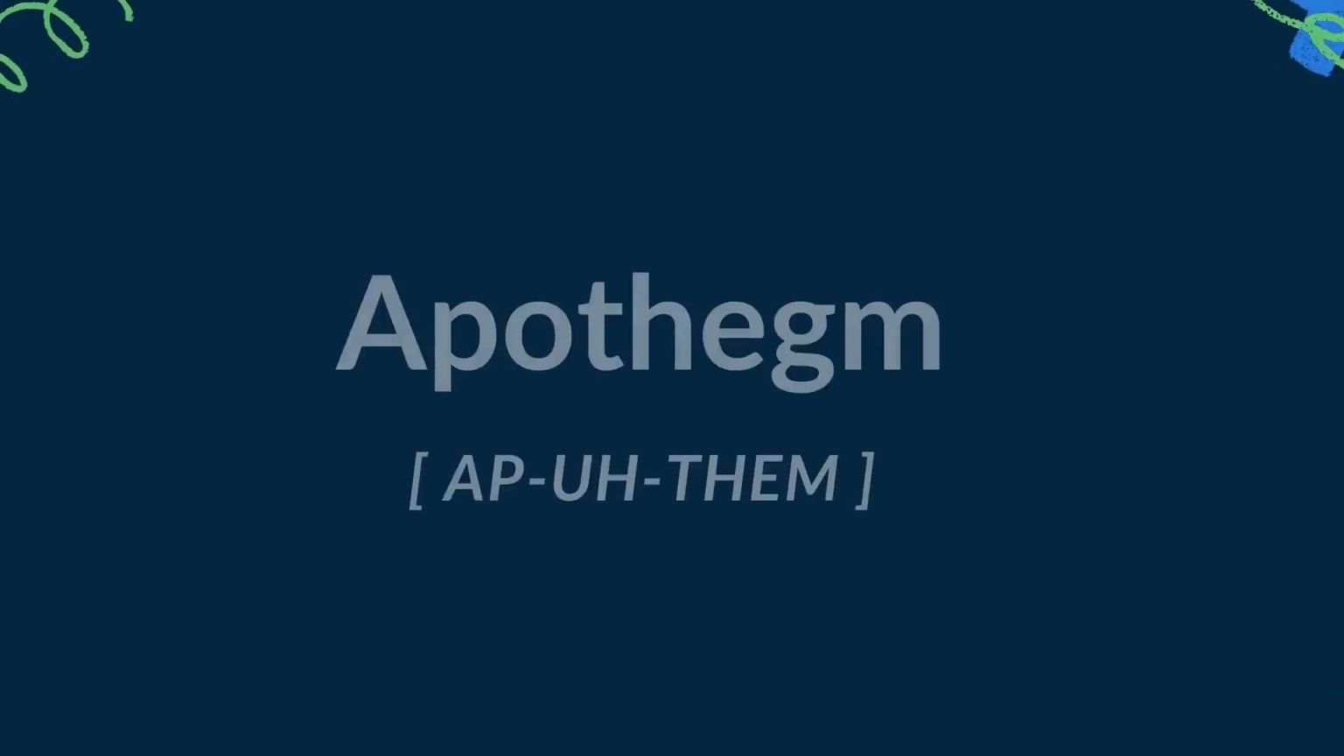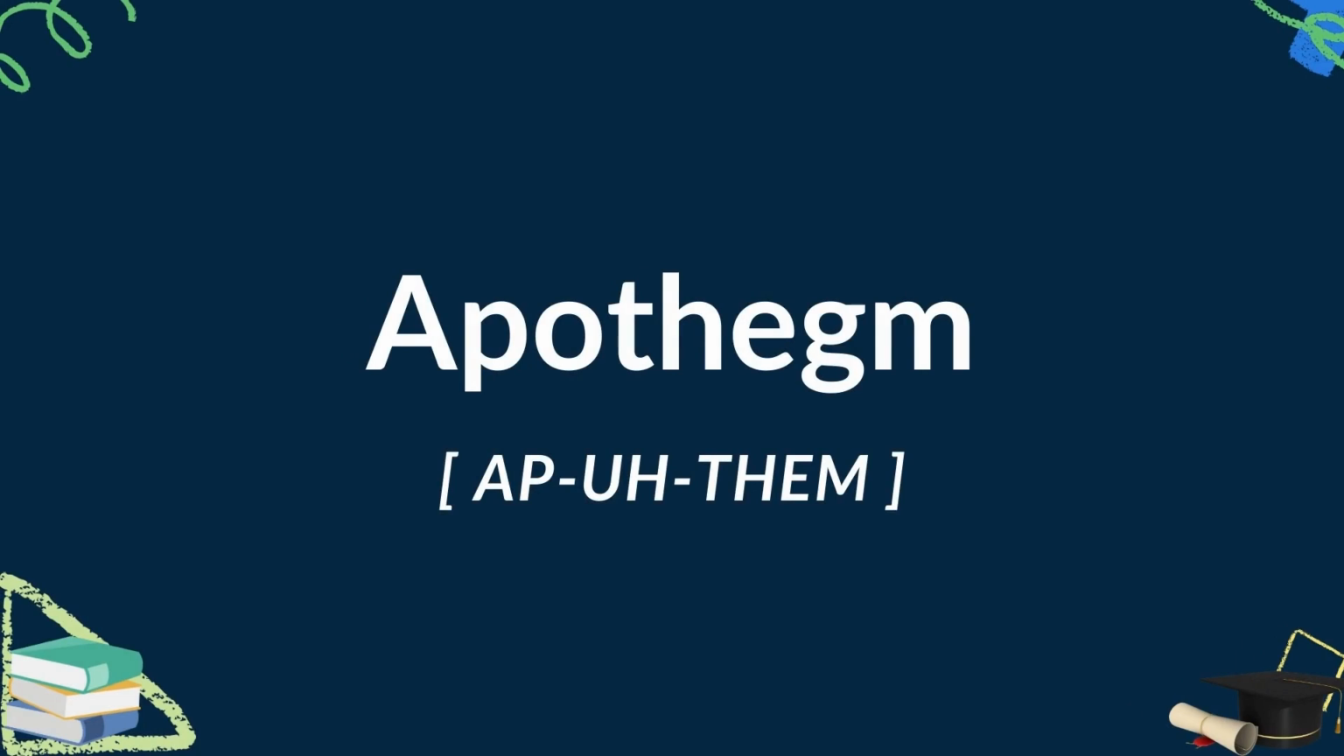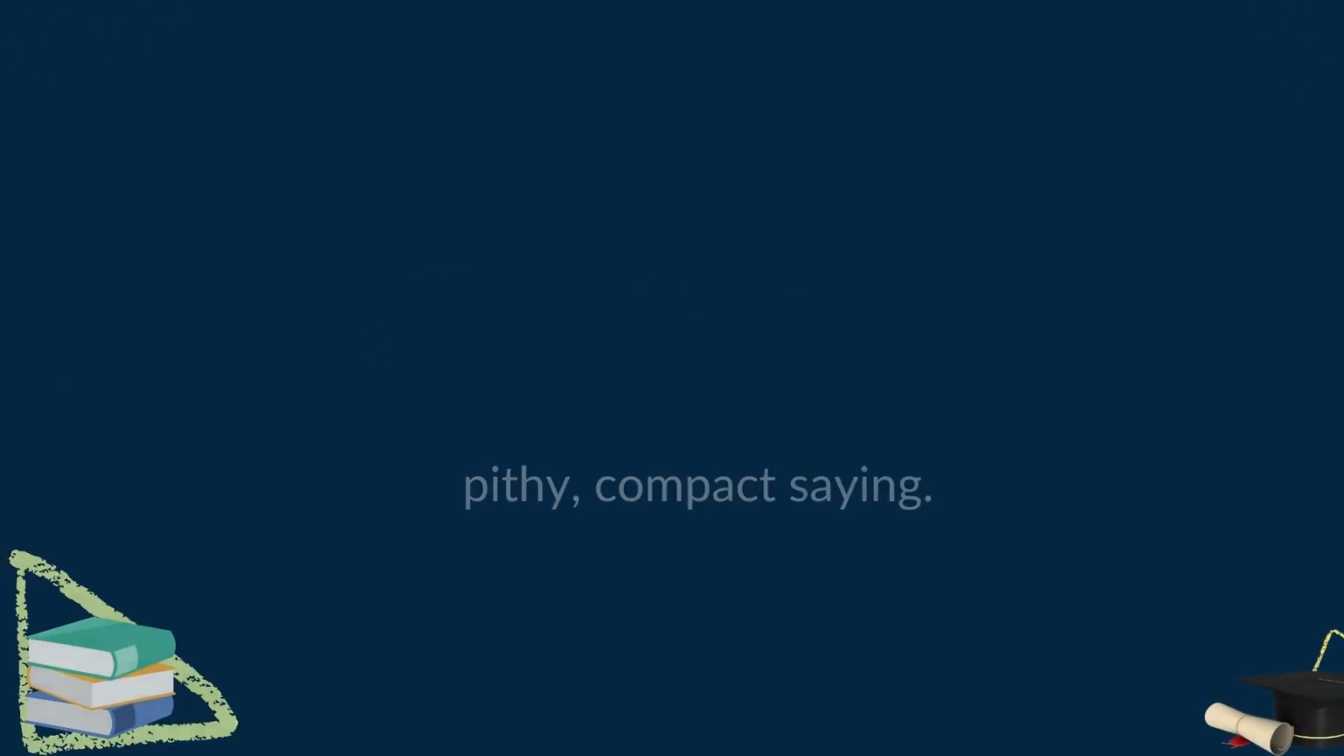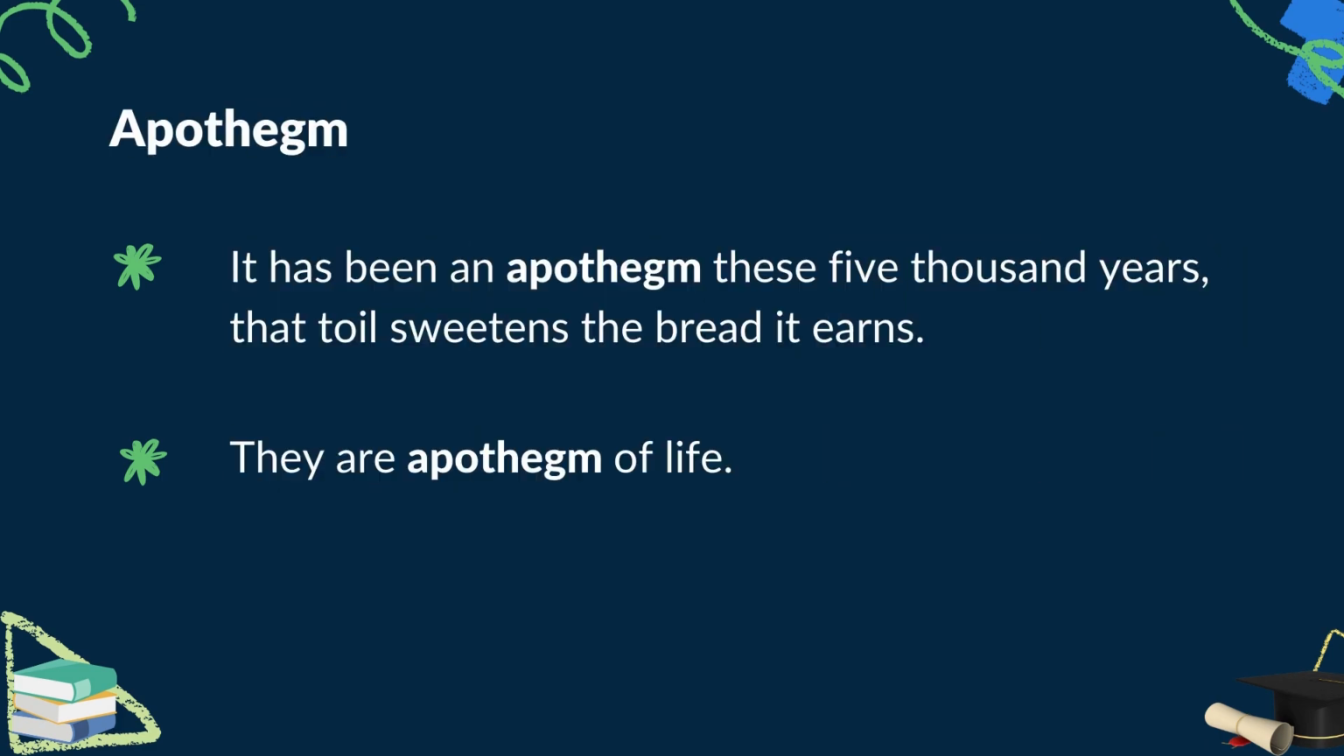The next word is apothem. A-P-O-T-H-E-G-M. Apothem. Apothem means pithy, compact saying. Here are some ways you can use the word in a sentence. 1. It has been an apothem these 5,000 years, that toil sweetens the bread it earns. 2. They are apothem of life.